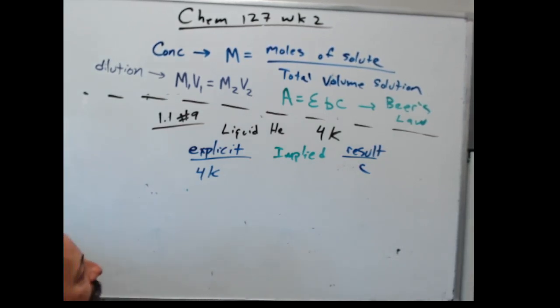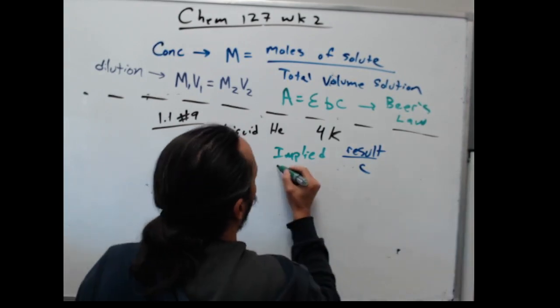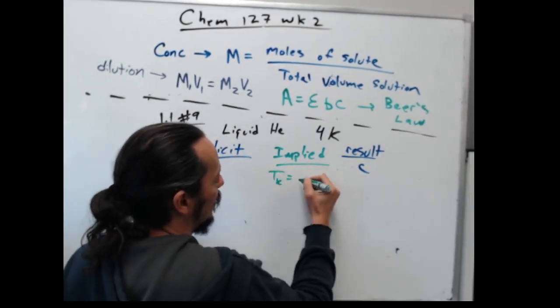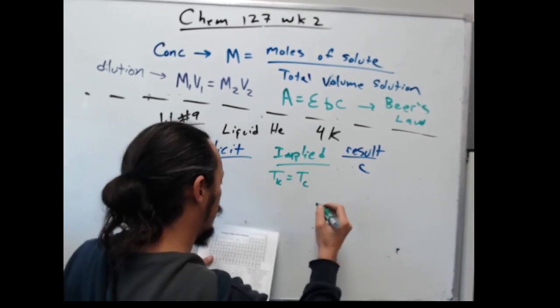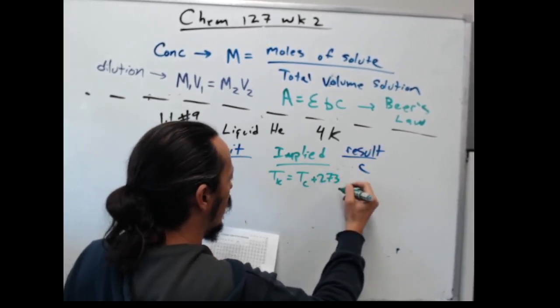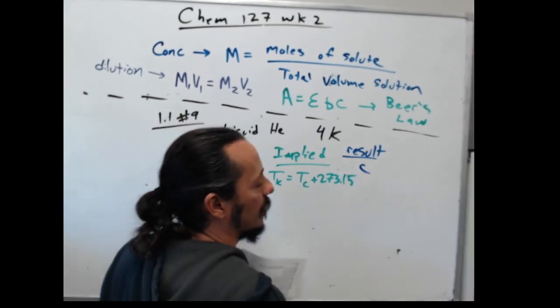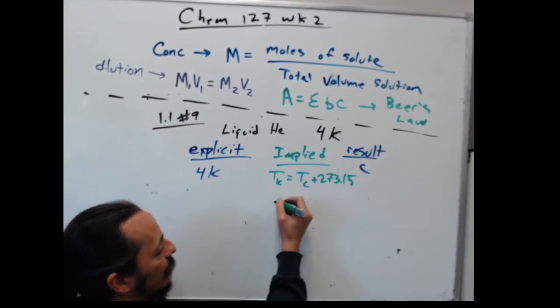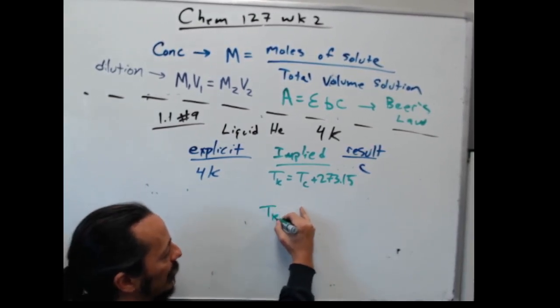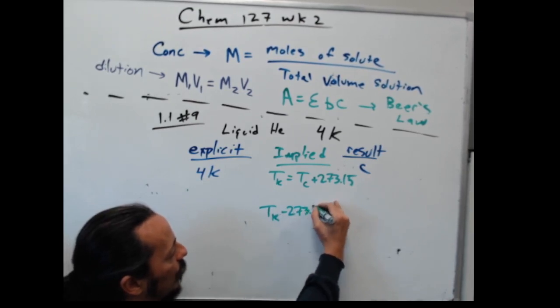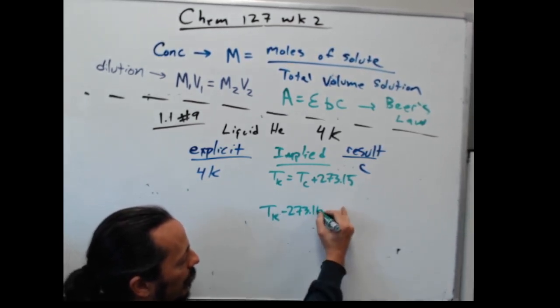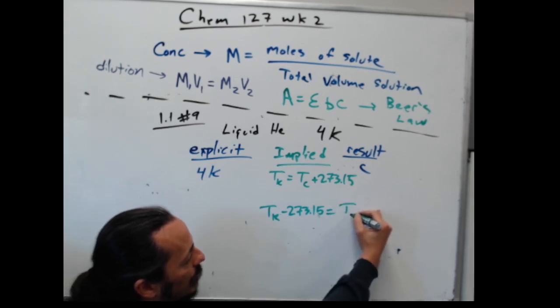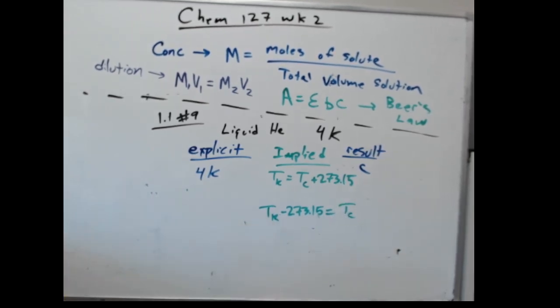This one's kind of strange for doing the whole explicit, implied, result thing, because the explicit is 4 Kelvin. The result is Celsius. The implied is just the equation that relates Celsius to Kelvin, which is on the equation sheet. So temperature in Kelvin equals temperature in Celsius plus 273.15. I can rearrange this. I've got my temperature in Kelvin already, so temperature in Kelvin minus 273.15 equals my temperature in Celsius. Then it's just doing that subtraction.